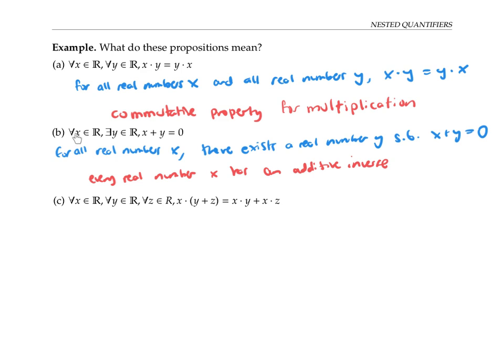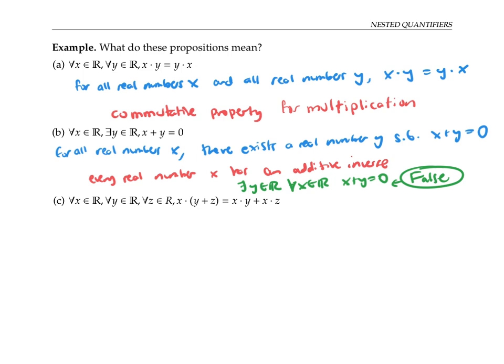The order of my quantifiers is important here. If I wrote instead, there exists a y in R, such that for all x in R, x plus y equals 0, that would mean that there's a real number y, such that when I add any other real number to it, I always get 0. So that would not be true.